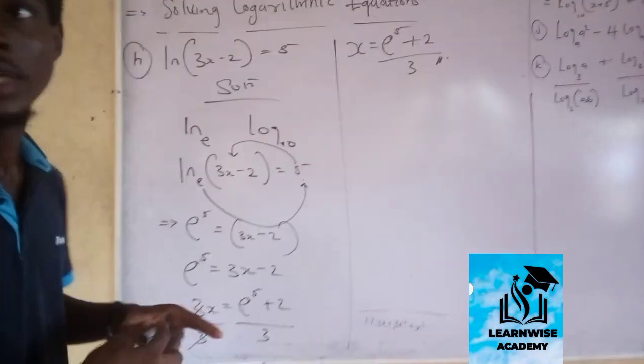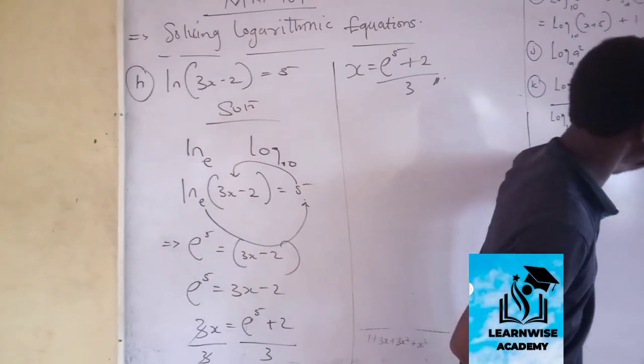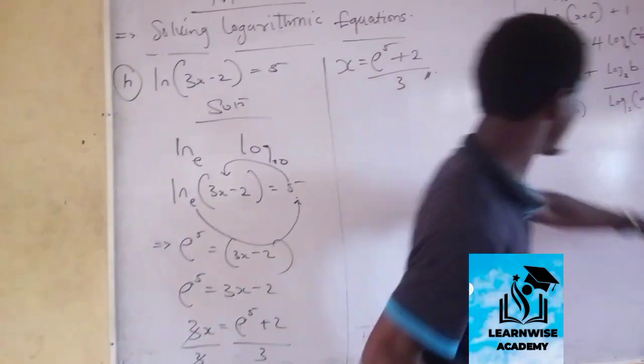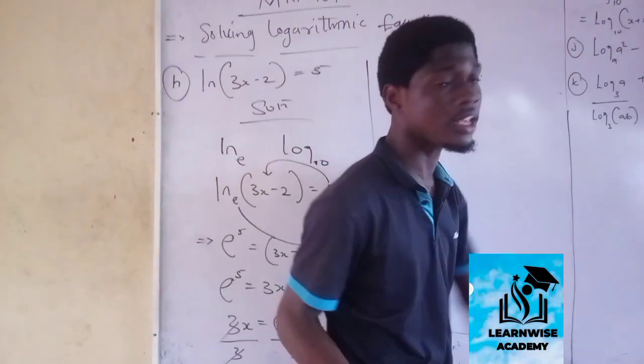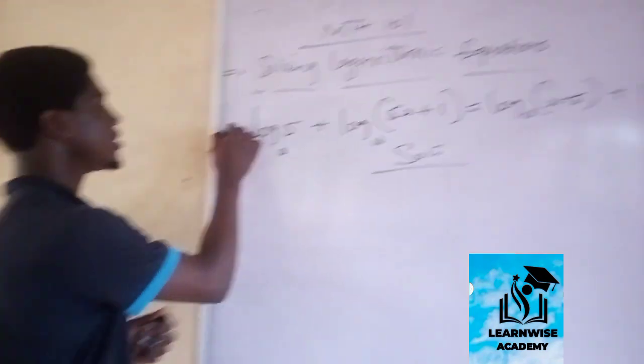So we're going to move into the fourth one, since that was the third one. The fourth one, which is I. Alright, this is I. This question I.